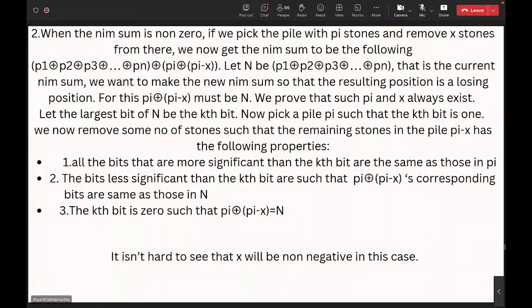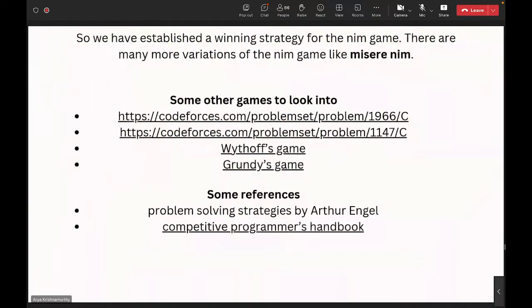to establish that whenever the XOR of the number of stones in each pile is zero, the person who's starting the game will lose. And if the XOR of the number of stones in each pile is non-zero, the person who's starting the game will win. I hope this was clear and interesting. So this is the winning strategy for the NIM game, and this has a lot of applications.